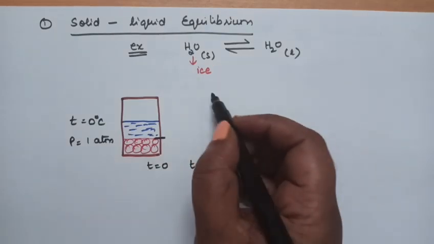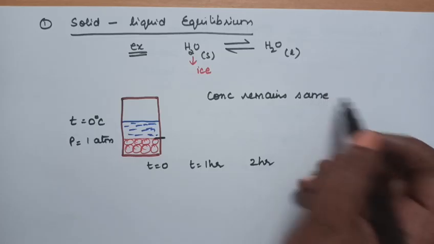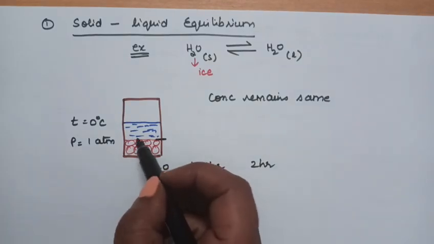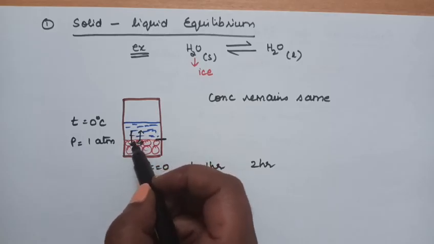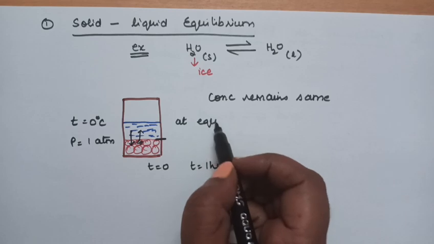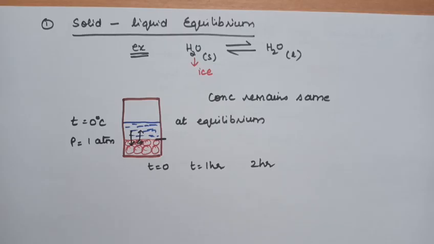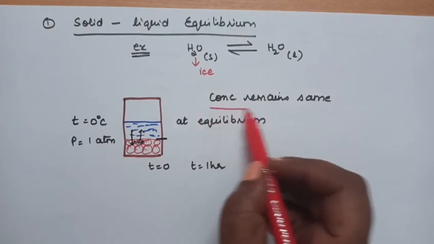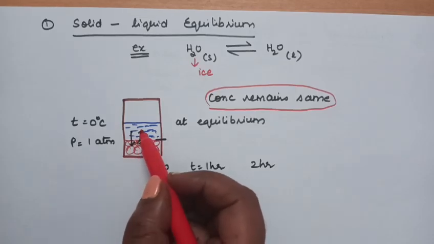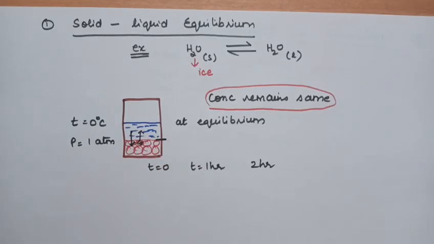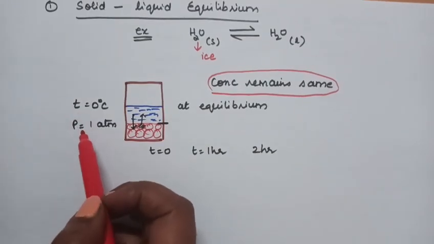Because concentration remains same because some of the ice is getting converted into water and some of the water molecule is getting converted into ice at equilibrium. That is the reason. So you know that at equilibrium concentration is going to remain constant. So that is why when some ice is getting converted into water, water will get converted into ice. So the temperature and pressure should be kept constant for that.